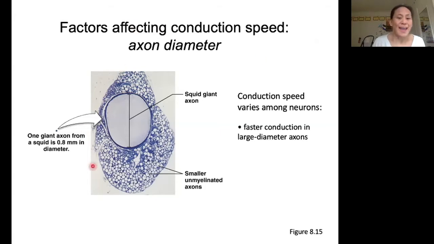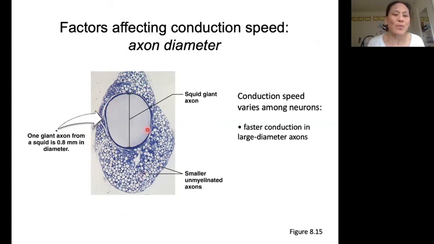So what you're looking at here is a cross section through a nerve. Okay, a nerve is a bundle of axons. You're looking at a cross section through a nerve from the squid. And what you can see here is you have this one giant axon, the squid giant axon. It's about 0.8 millimeters in diameter, okay? And a bunch of other small axons, okay?